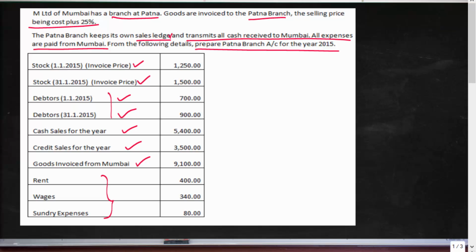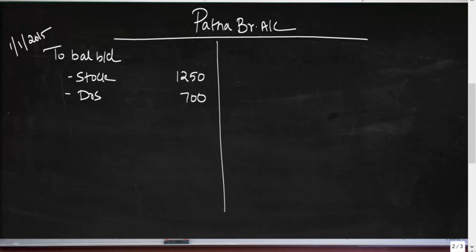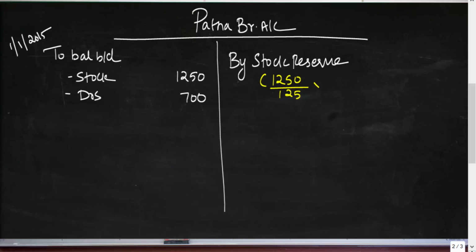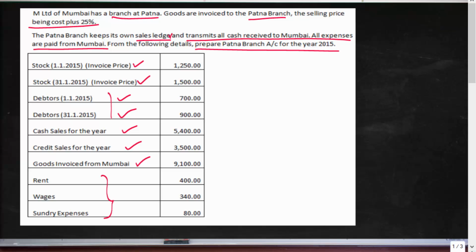Then we have closing stock, but before that you have opening stock. Then try to remove the profit loaded on the opening stock. Simple, by stock reserve. By stock reserve entry, what is the profit? 1,250 is for 125. What is for 25? That will give us the profit loaded on the opening stock, and that works out to 250. Fine. Now what is the next item?